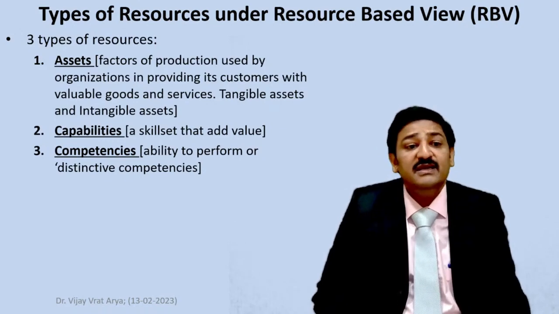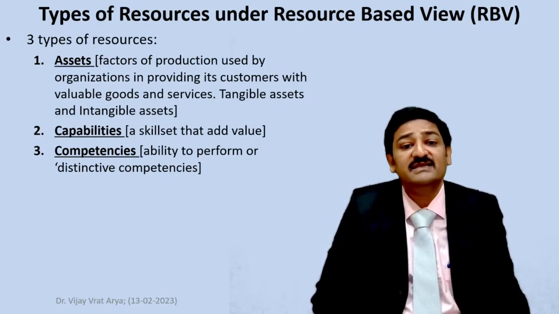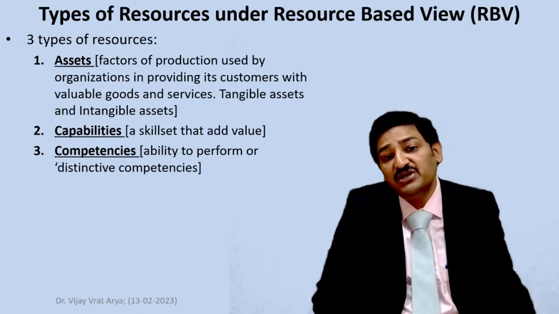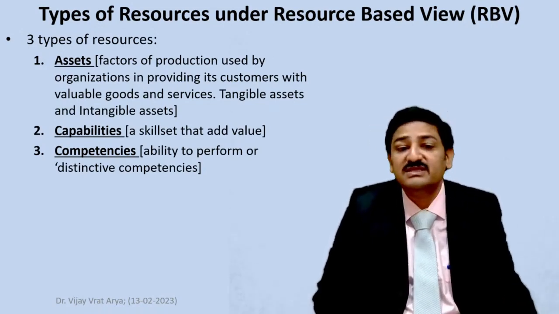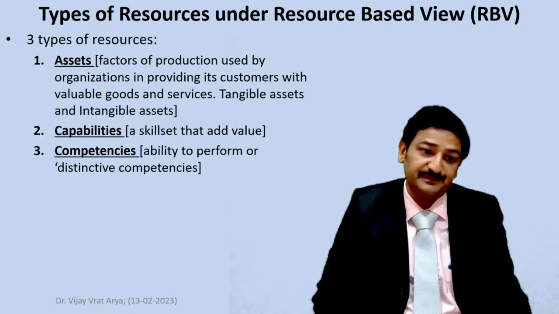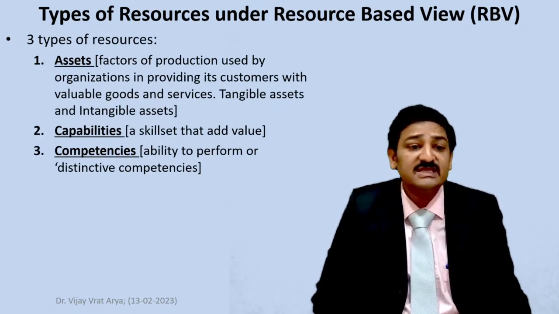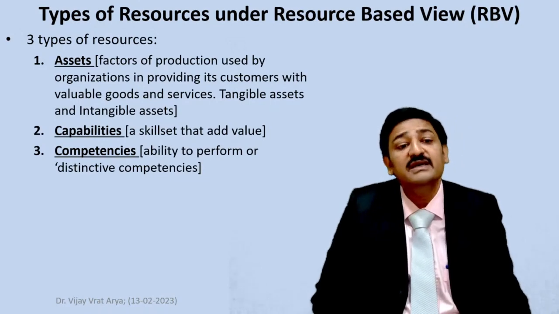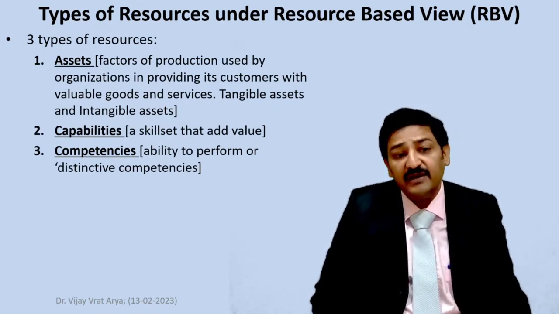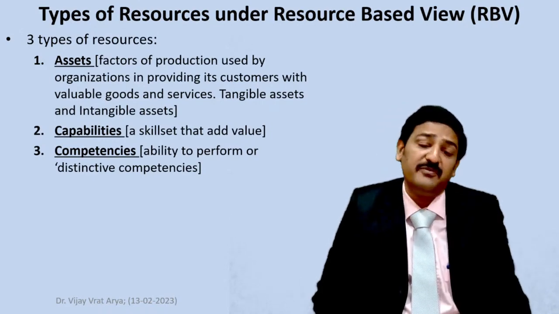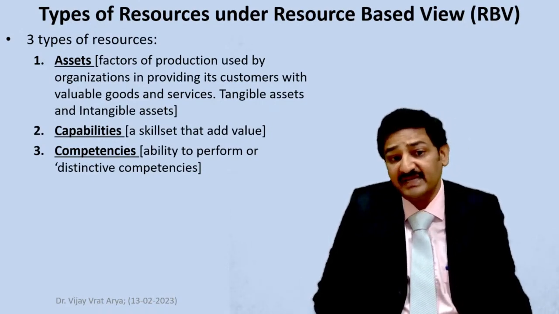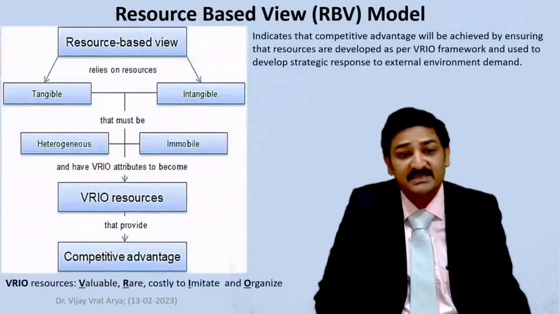In addition to this, the capability resources are also there, which are a kind of skill set of the human resources that are part of the organization. Their purpose is to add value to the functioning or to the processes involved within an organization. The third type of resources under the resource-based view is competencies, which are a kind of ability to perform or distinctive competencies over others.